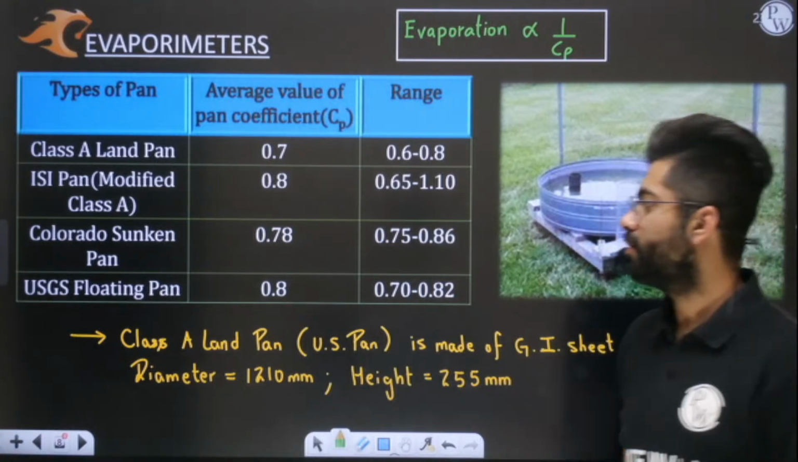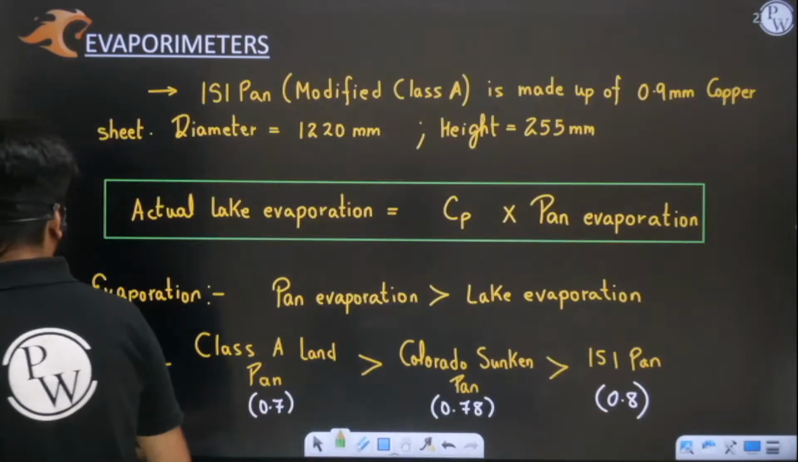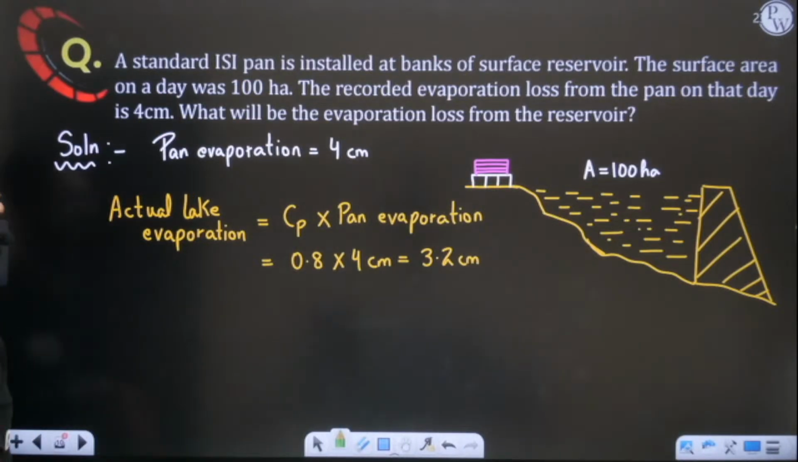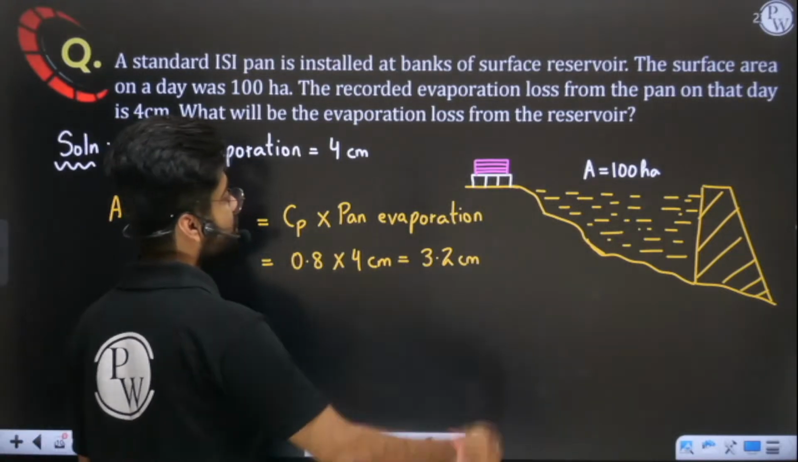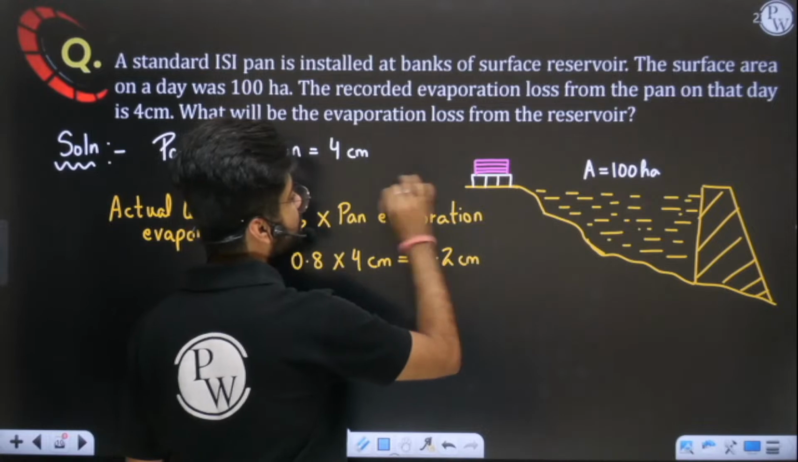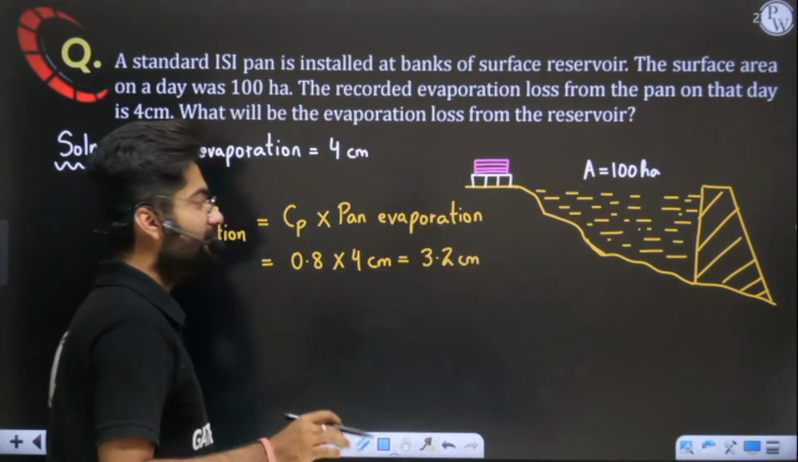Okay, perfect. Now we'll move ahead. So the Indian sand pan is the best one. Now in this case, it is saying actual lake evaporation is 3.2. Here in this pan, we have 4 centimeter evaporation. In the lake, we have 3.2 centimeter evaporation.